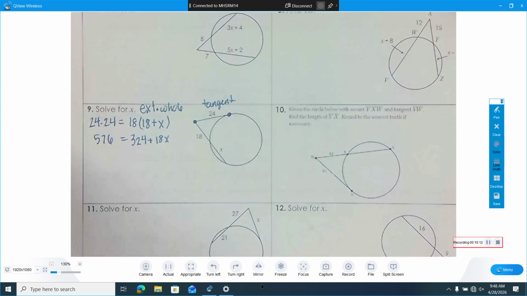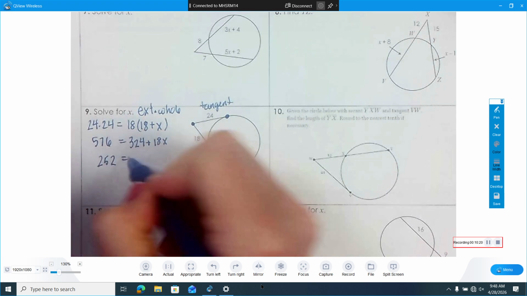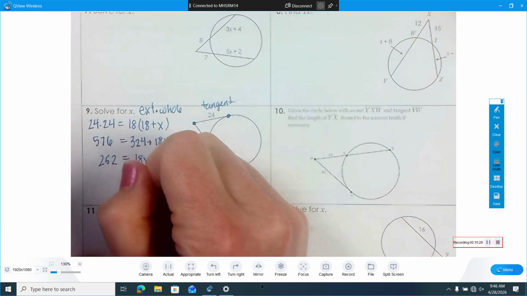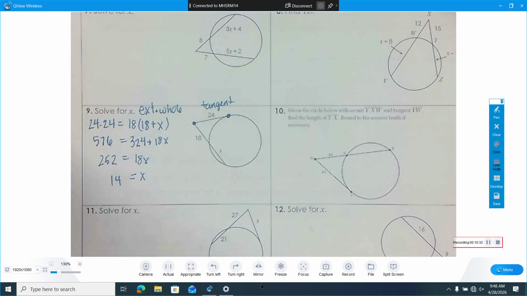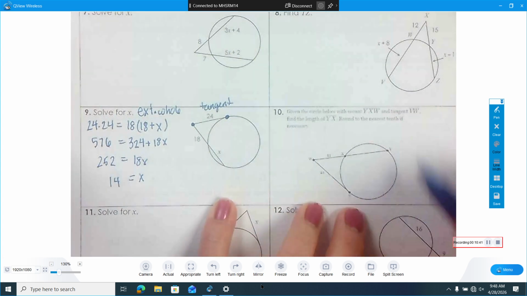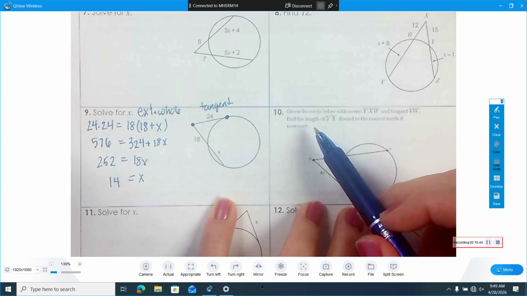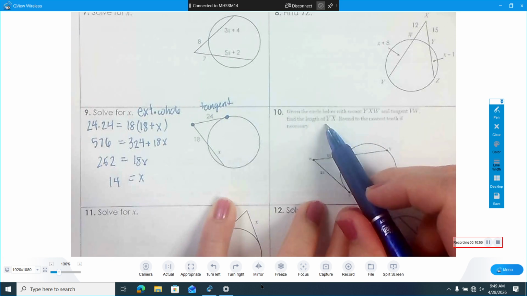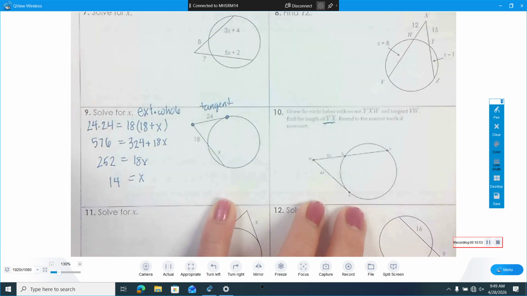And then what should we do? All right, 576 minus 324 is 252 equals 18x. And then divided by 18. X equals 14. All right, number 10. Again, you can see this is Delta Math. You like to use words. Given the circle below with secant and tangent line, find the length of YX. So we want to find the length of YX. What should I do to my picture?